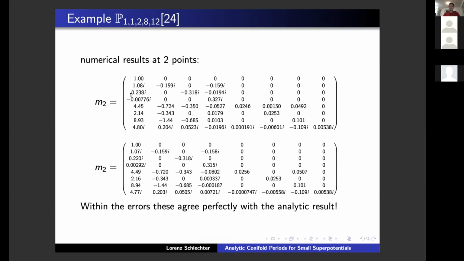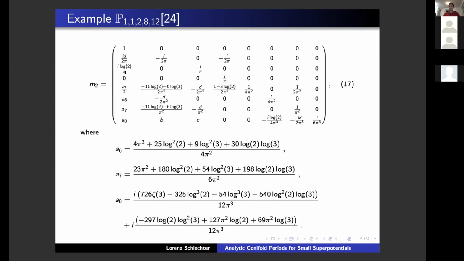For example, if you take this fourth value here, if you take one point, you get a negative number. If you move the point by 10 to the -5 away from this point, you get a positive number of roughly the same order. So it's extremely hard to decide what this value is or if it's 0. But if you take the analytic result, you just see, okay, it's 0 and it's canceling out everything.